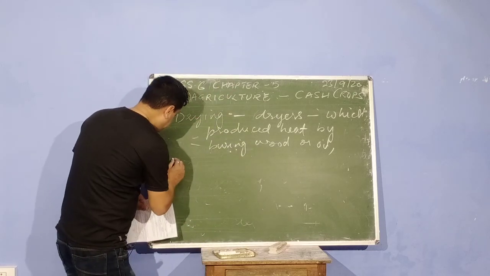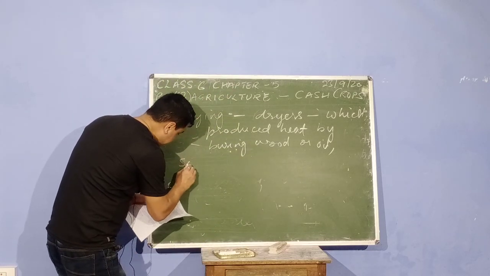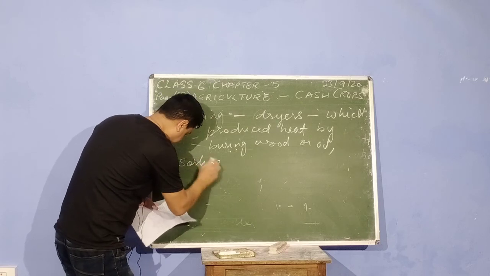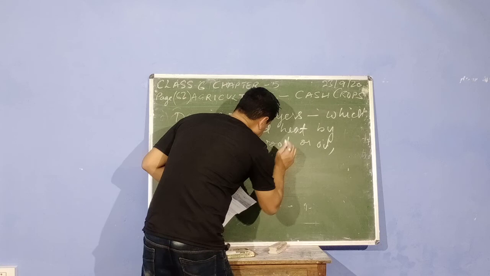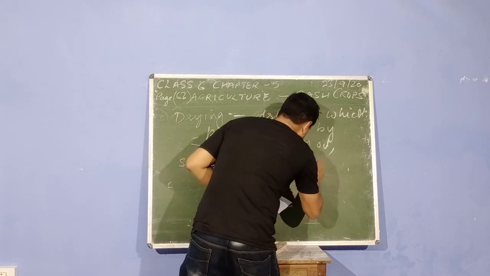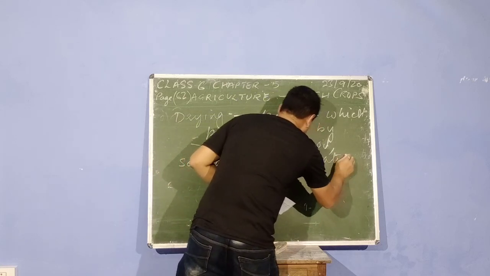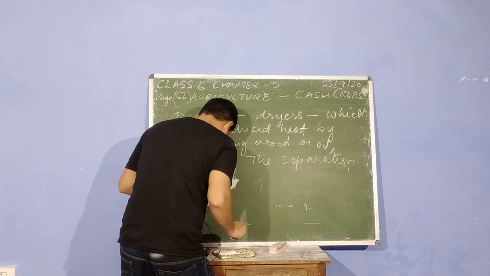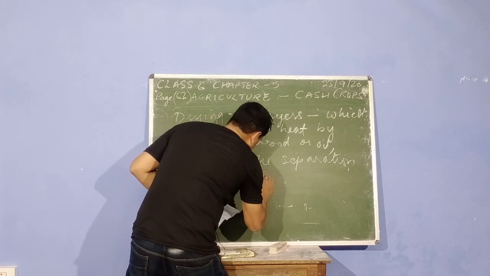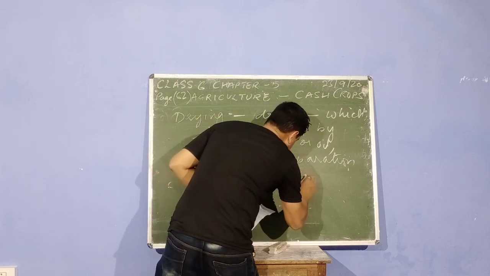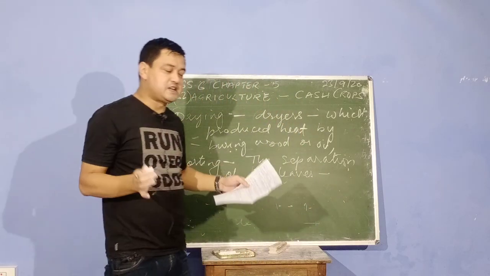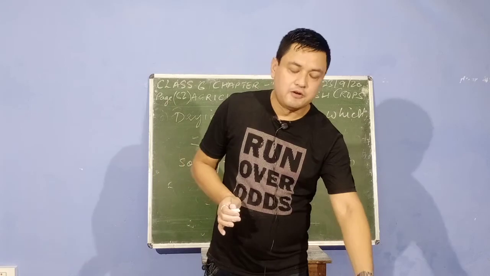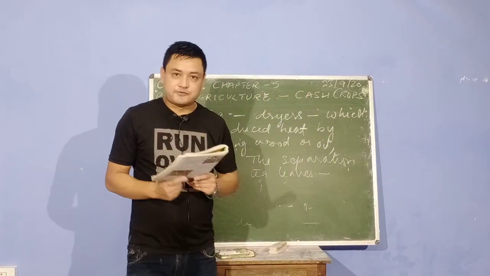The last one is known as sorting, S-O-R-T-I-N-G. Sorting means the separation of the tea leaves. This is known as sorting. These processes are done by the factories.